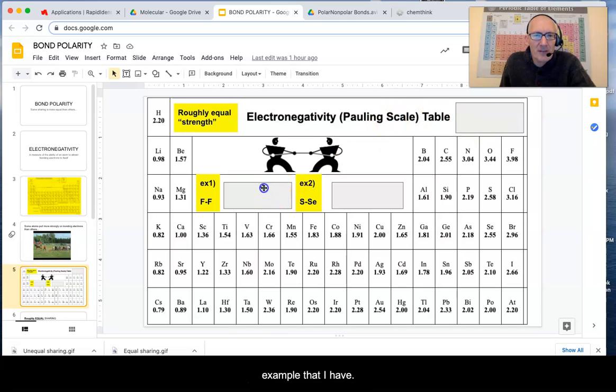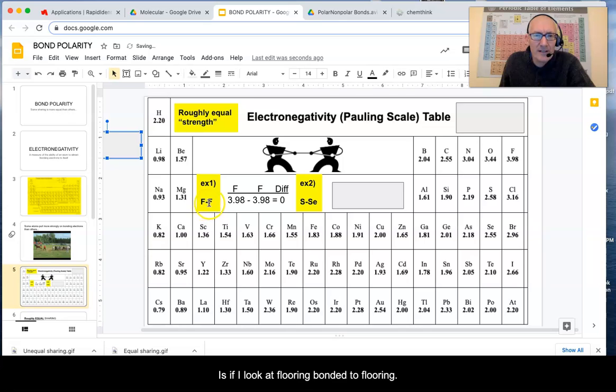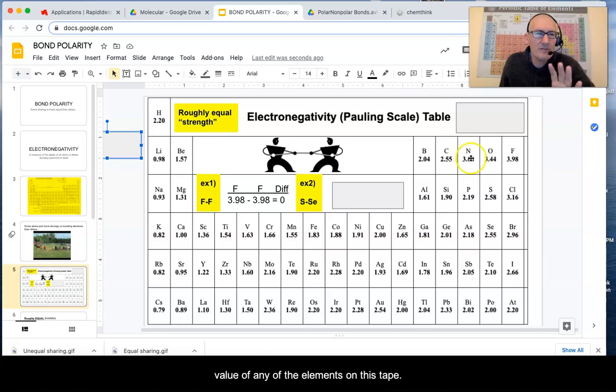And the first example that I have is if I look at fluorine bonded to fluorine. All right, we got a nice single bond there. We could draw a Lewis dot structure. We could even determine the shape of it based on our previous lessons. But today we're focusing on the electronegativity difference. So I look at this table and I see that the electronegativity of fluorine is the highest value of any of the elements on this table.